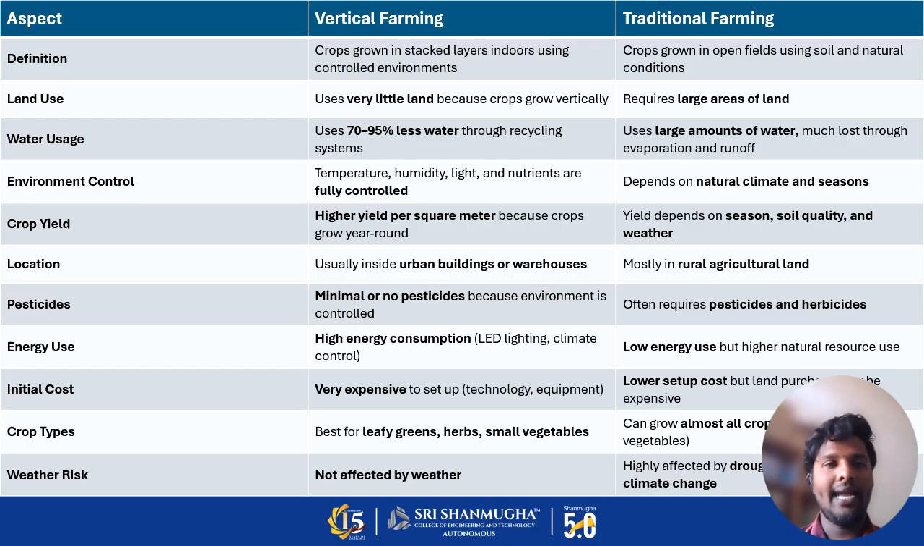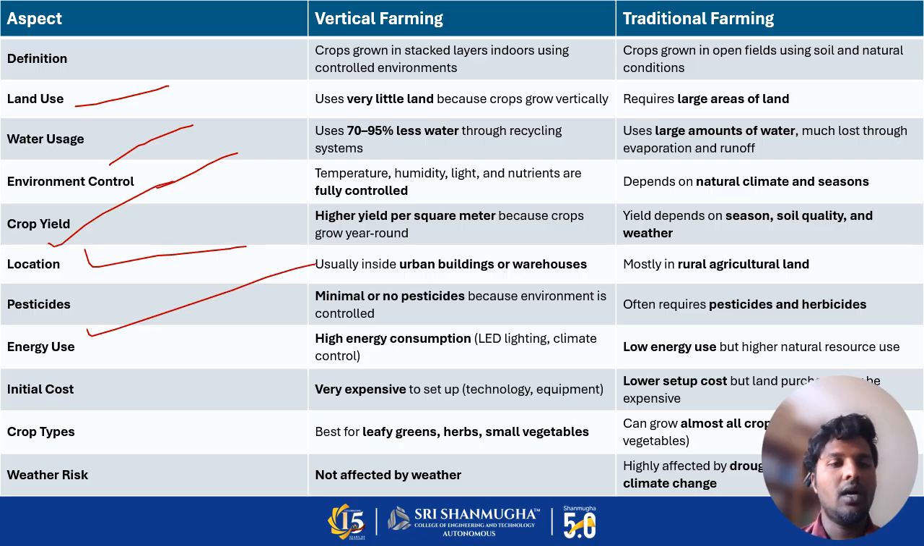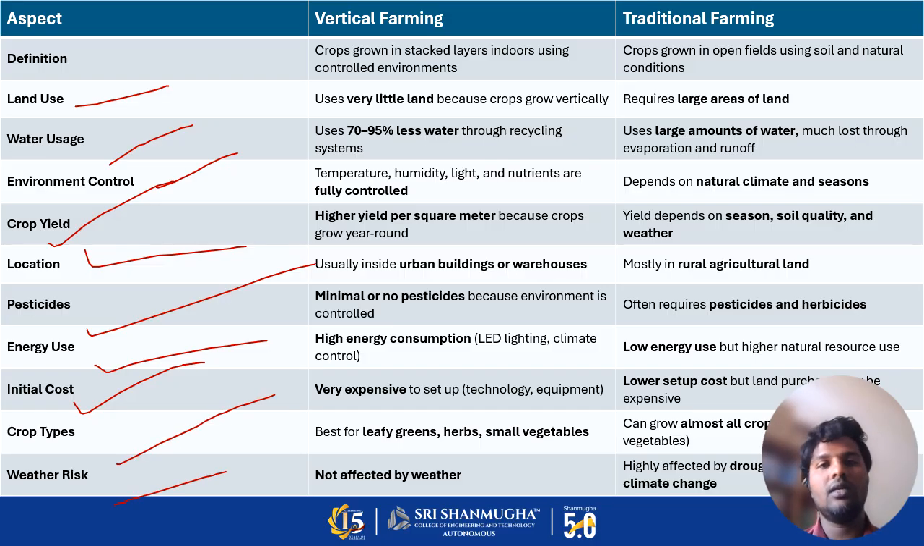So in this slide, I distinguished vertical farming and traditional farming in different aspects: land use, water usage, environment control, crop yield, location, pesticide usage, energy use, initial cost of the system, crop types and weather risk. So based on these aspects, I differentiated vertical farming and traditional farming in this slide.